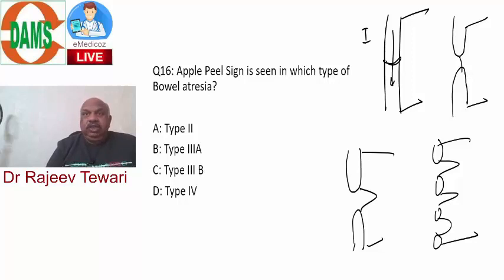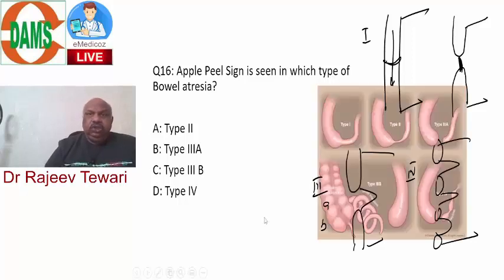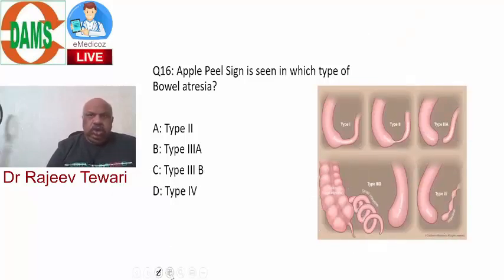So type 1 there's a gap in the wall only, type 2 gap in the wall and gap in the mesentery, and type 3 gap in the wall, gap in mesentery, this is type 4. Now type 3 is A and B. Okay, so type 1 from outside is normal, only membrane, type 2 there's a gap in the wall, type 3 gap in wall, gap in mesentery.